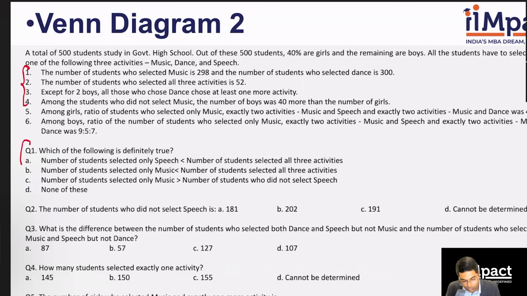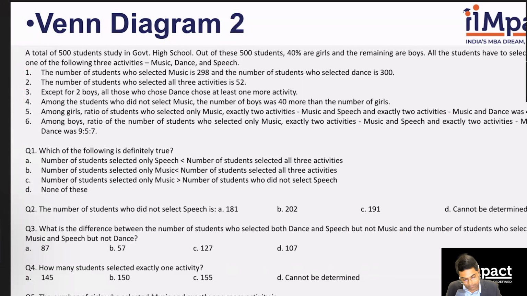Questions 1, 2, 3, 4 are all about total students. So yes, I will maintain a log of the boys and girls split, maybe in a table. But the Venn diagram will only be needed once. Does that make sense? Yes. Okay.